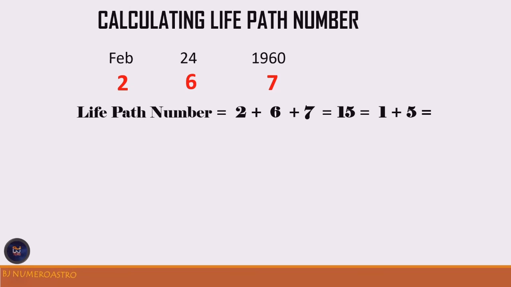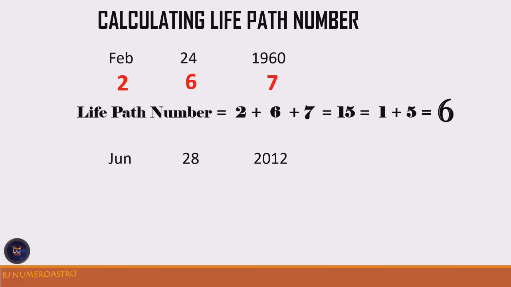So 2 plus 6 plus 7, we got 15. Since 15 is not a life path number, we have to continue. Then 15 will now be equal to 1 plus 5, and that's 6. So the life path number for the person born on February 24, 1960 is what? 6.